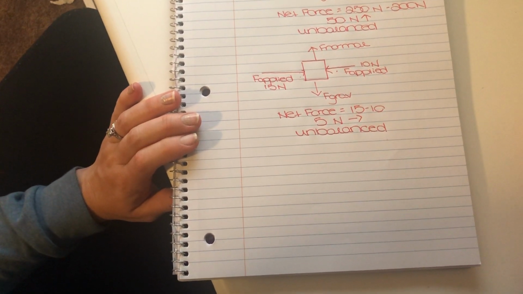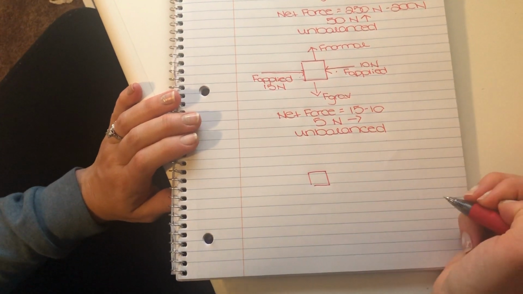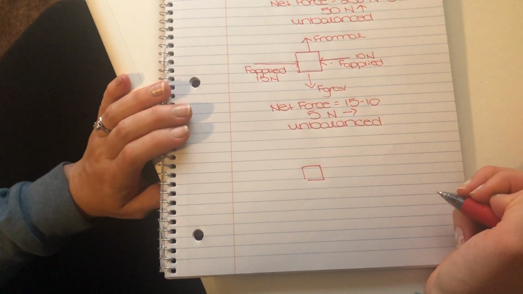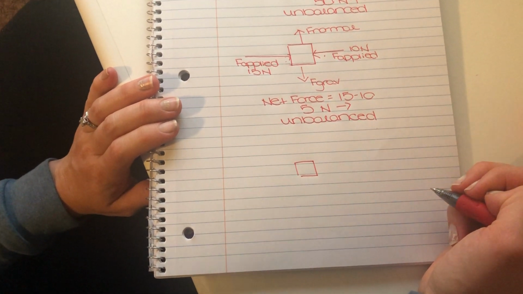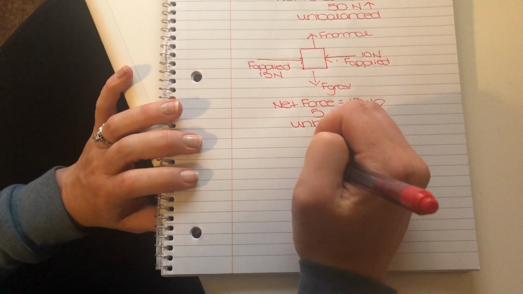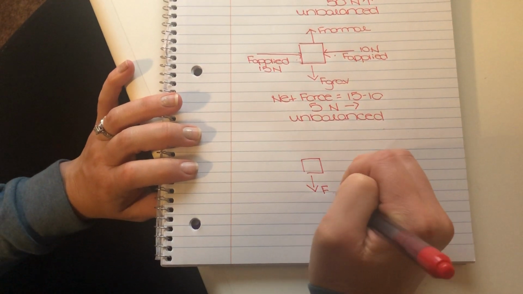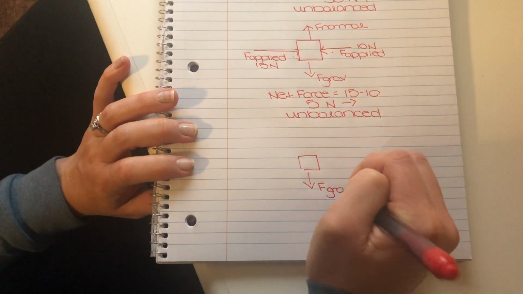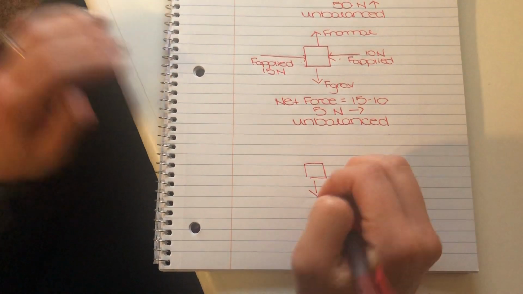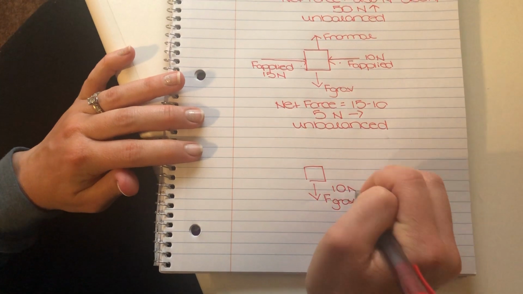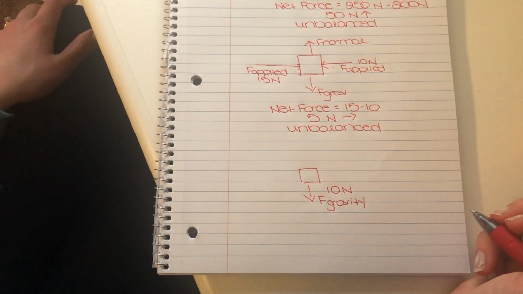A book is at rest on the desk. So here's my book at rest. The book has a weight of 10 newtons. And I said hint, weight is a measure of the force of gravity. So gravity is pulling down with 10 newtons, right? However, the book is at rest, so it's not moving.